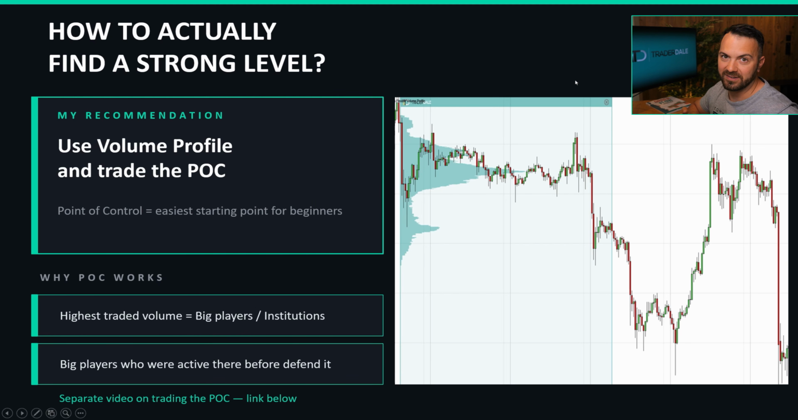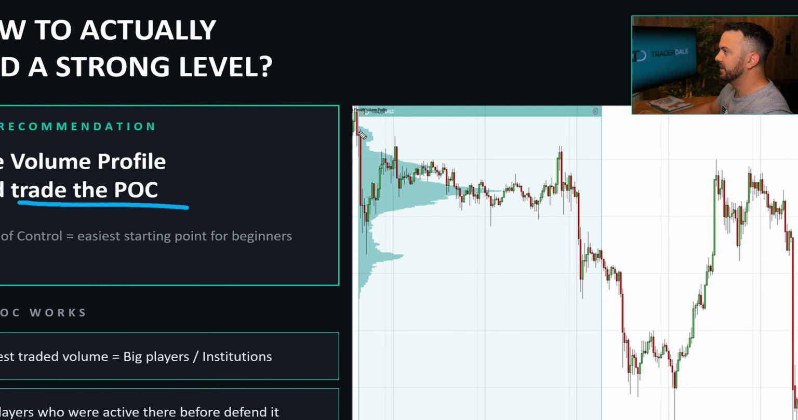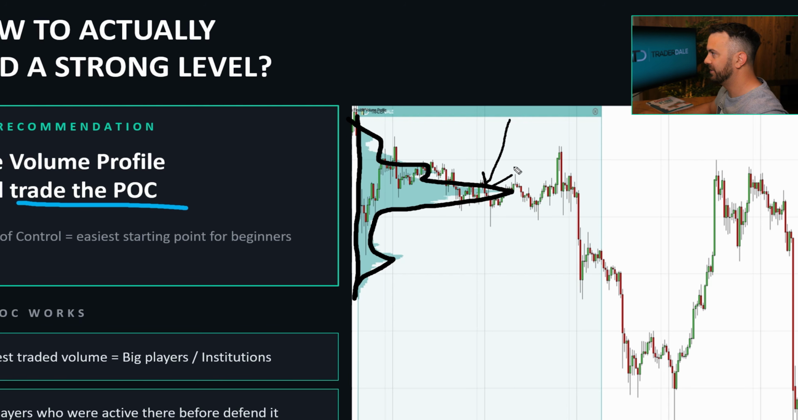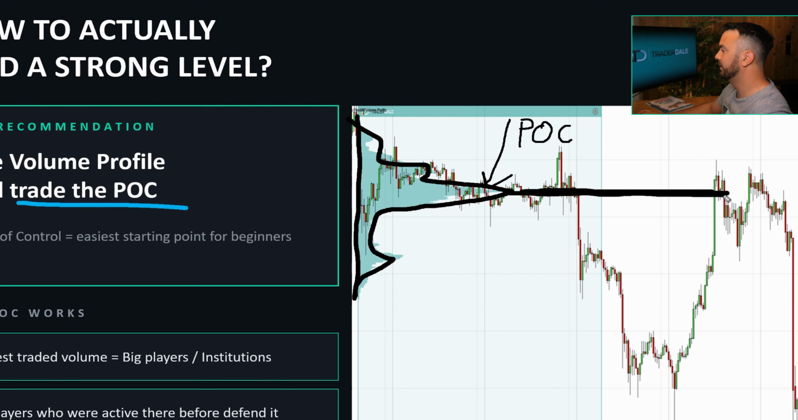Now, I know what your question is. Okay, that sounds cool, but how do I find a strong level? My recommended method is using volume profile, mainly trading the point of control. If you take a look at this picture, then this is volume profile, it is a histogram, and here the histogram is the widest. That means heaviest volumes were traded here, okay? That's the place which is called the point of control. And what you want to do is mark the point of control and it will represent a strong level to trade from.